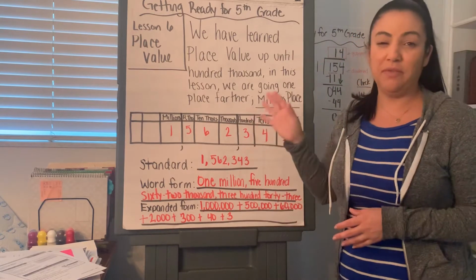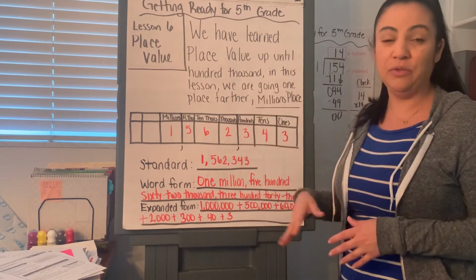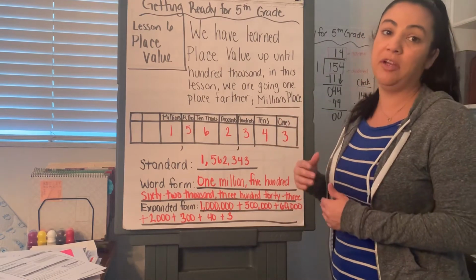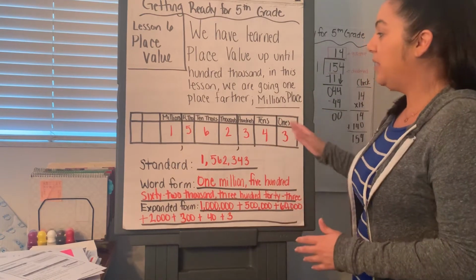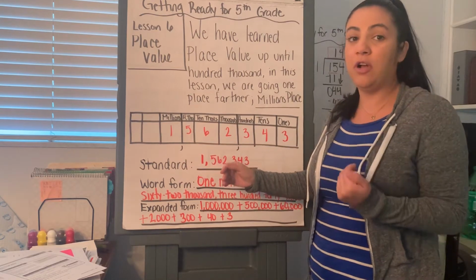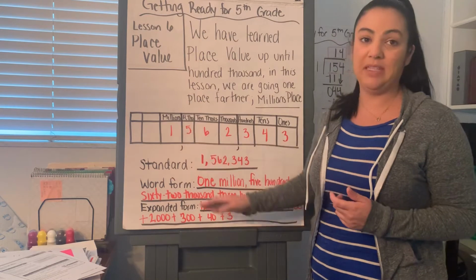In place value, we've learned place value from chapter 1 and 2 from our Go Math series for 4th grade. But for 5th grade, you're going to be going on into the millions. We stopped at the 100,000s. And now you're going to go further on and expand it to one more place value.